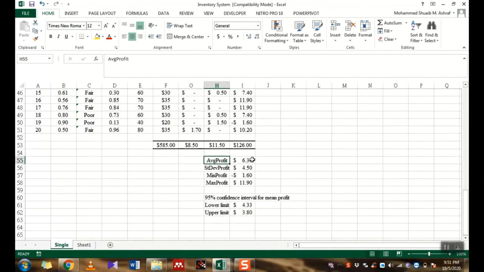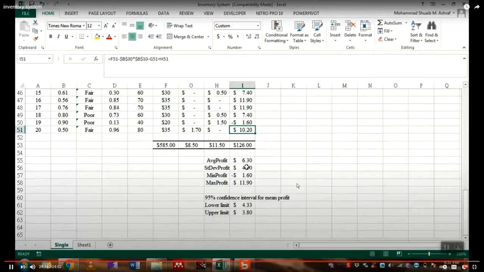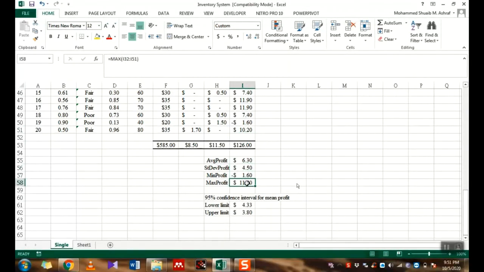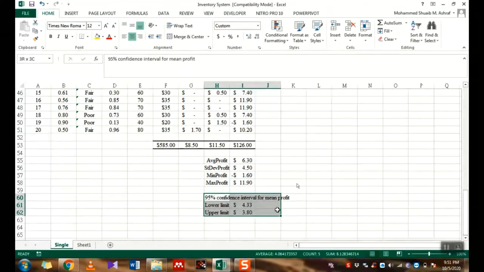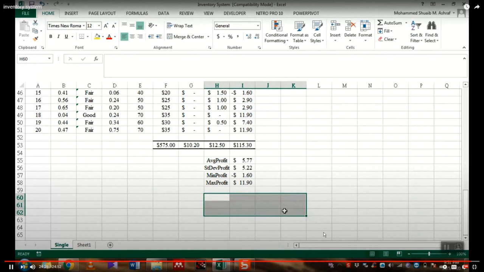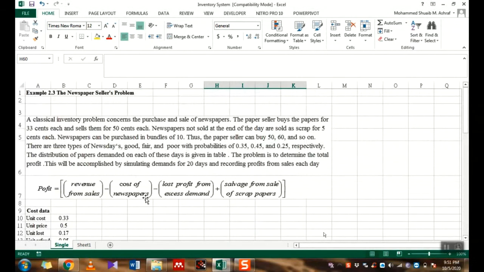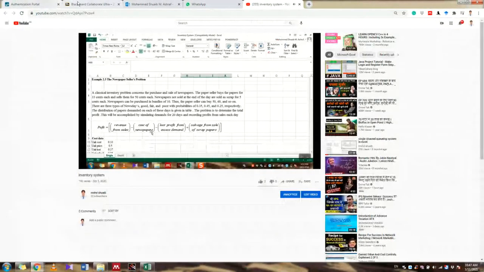Here the average profit is calculated. Standard deviation, minimum profit, maximum profit is calculated. This is up to you, no need to discuss this as students will be confused. I would like you to explain this to students, and the students can implement this simulation table in Excel. Okay, they can practice.